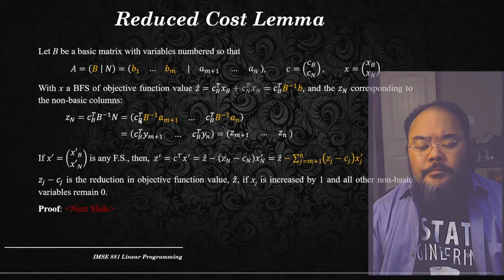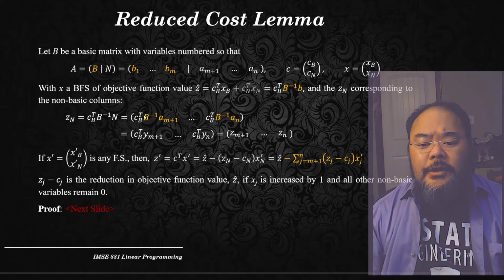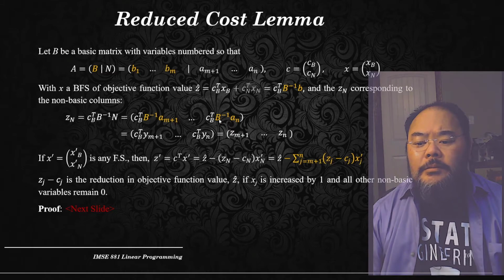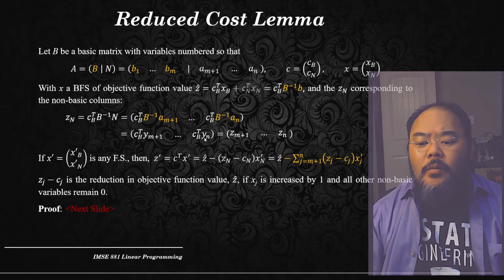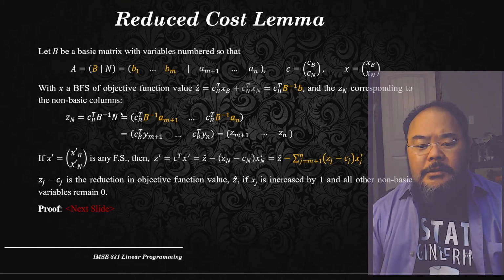So CB transpose times B inverse times A, column n plus 1 to the A nth column, which is B inverse times all of these. And actually they equal the y n plus 1 column through the nth column as well. So those are the z corresponding to the non-basic variables.